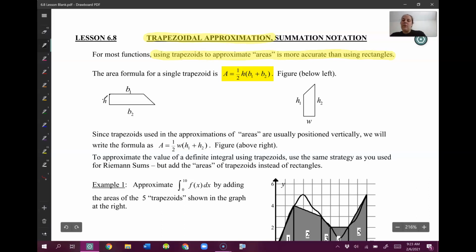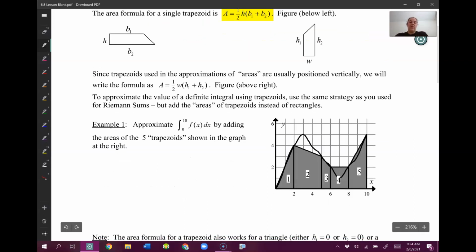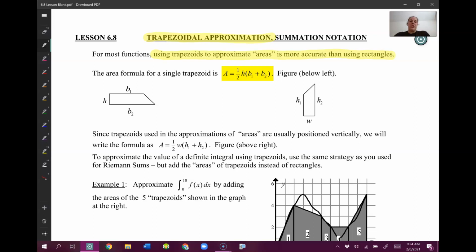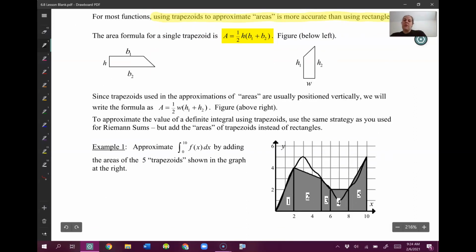Now, normally, your trapezoid looks like this, and here's the area. That's just the formula for area of a trapezoid: 1/2 times the height times the bottom base plus the top base. However, when we're doing these graphs, we're never going to draw these trapezoids on their side. Like you can see in this example, the trapezoids always go up and down. So that's why we're going to change it to this, and we're going to use this equation: 1/2 width of your rectangle, of your block, times height 1 plus height 2.